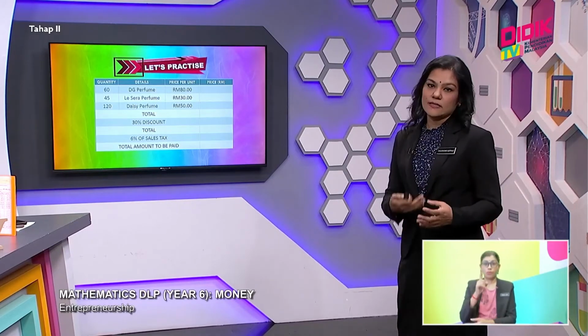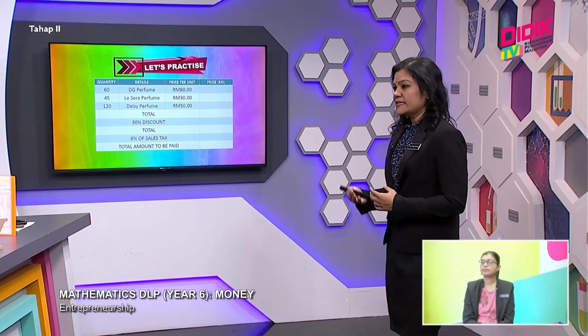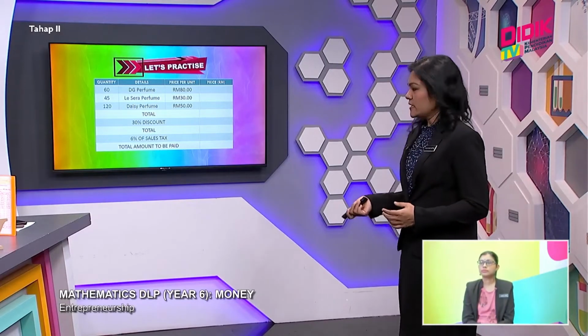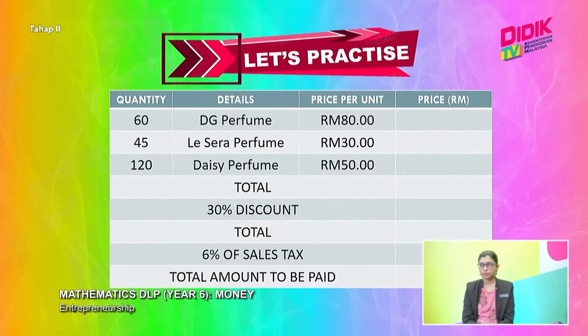Okay, another question integrated in our daily life. Kids, there is a receipt here. We have quantity. We have DG perfume, price per unit is 80, and we have Lee Sarah perfume, 45 quantity, price per unit is 30, and we have another Daisy perfume. Three types of perfume here. This is 120, whereby one costs about 50 ringgit.